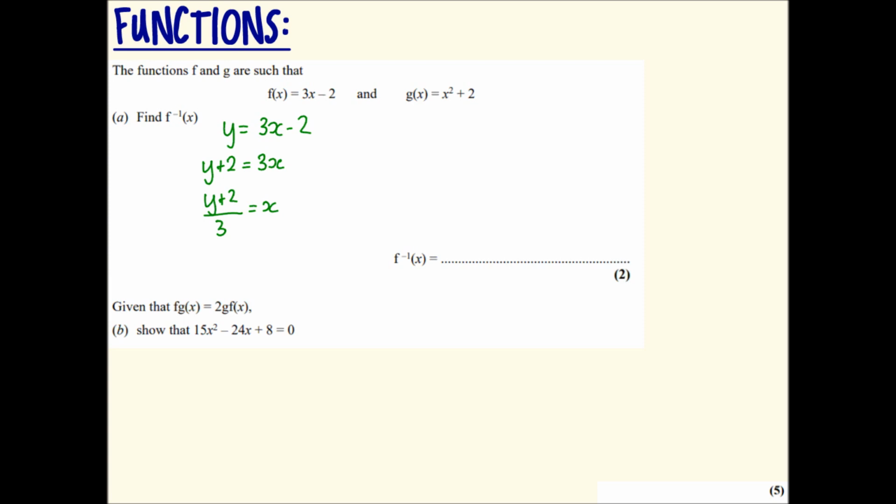So we replace the x with the inverse function notation, which is already on our answer line, and then we replace the y with an x. So we get x plus 2 over 3.